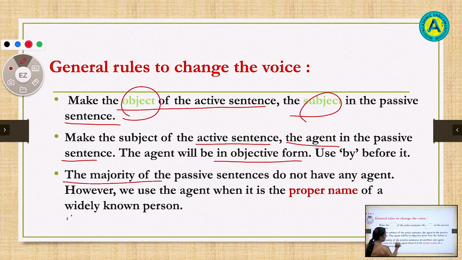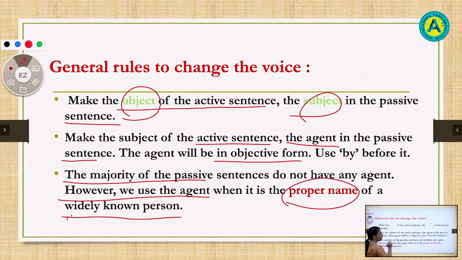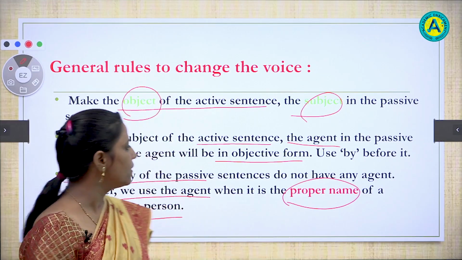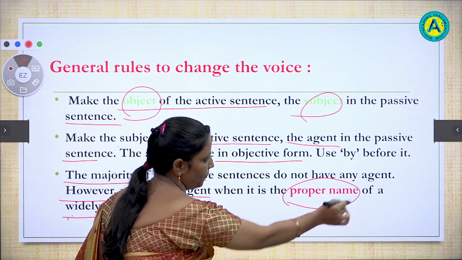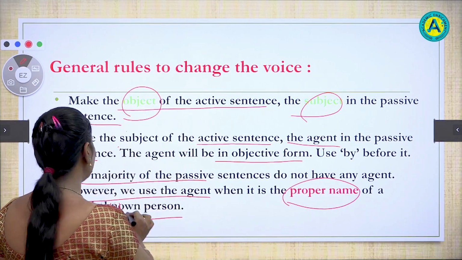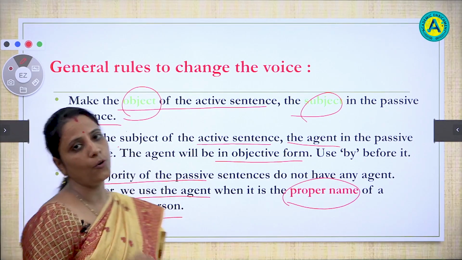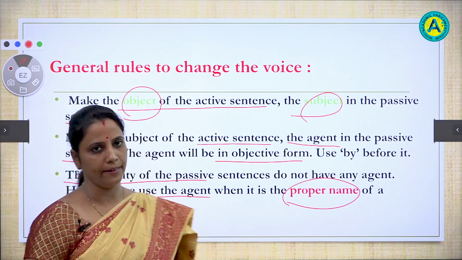The majority of passive sentences do not have any agent. We will not use by agent in most sentences. However, we use the agent when it is the proper name of a widely known person. So, where do we use by agent? Yes, when it is a proper noun of a widely known person, then we will use by agent there.